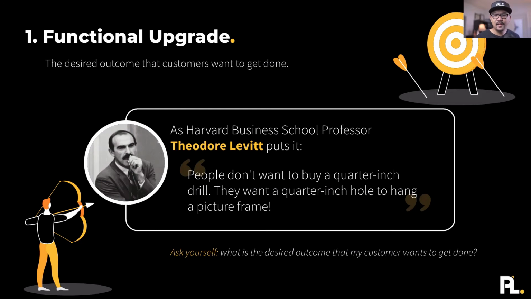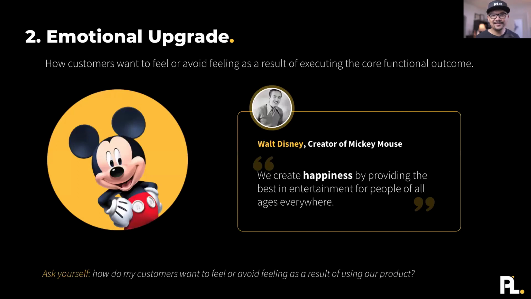That's the first one. But as humans, we're not just functional beings. There's also an emotional part to us. And I really want to drive this point home, because whether you're in B2B or B2C, we're dealing with a human on the other end. We're human to human at the end of the day. And human beings also have emotions, and we want to play up those emotions. So the emotional upgrade is how we want our customers or users to feel or avoid feeling as a result of using your product.